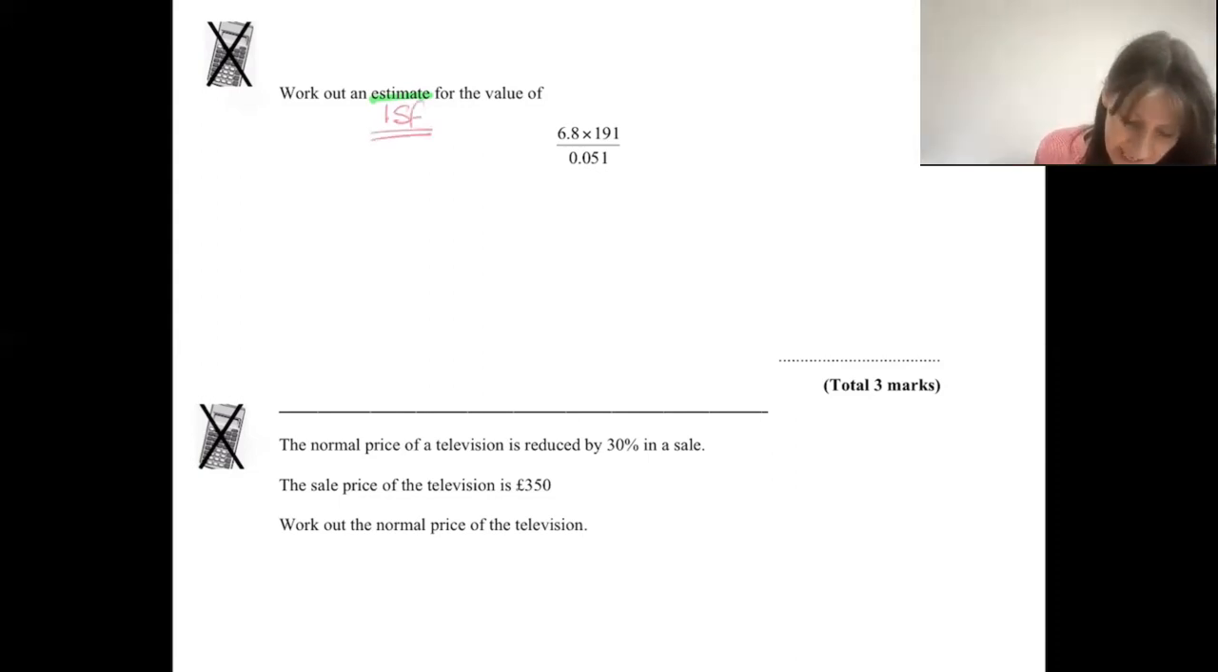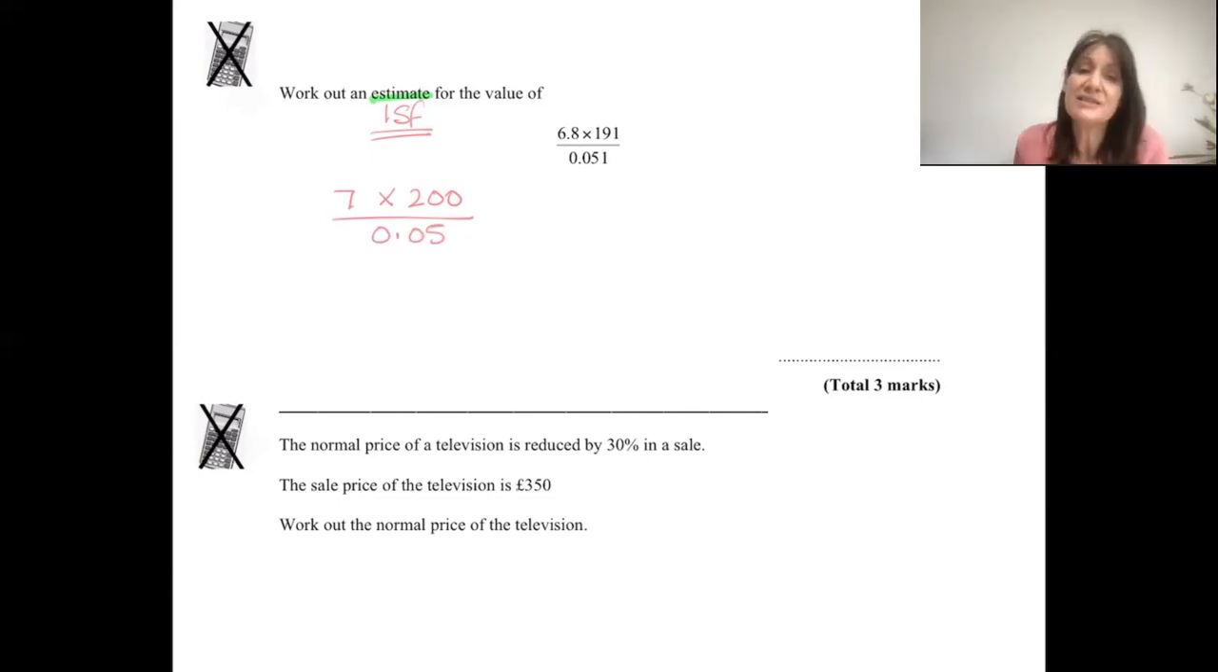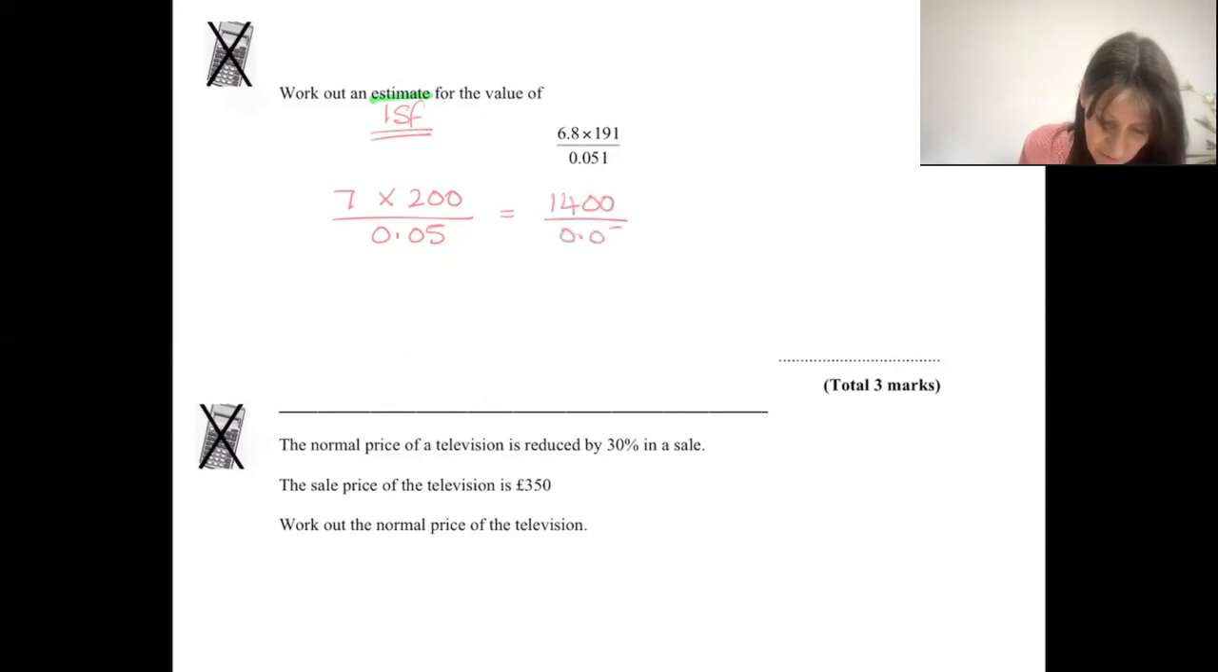So 6.8 is going to round to 7. 191 would round to 200. And then 0.051 is going to round to 0.05. That's the first digit with value. So the first one significant figure means that. Now I'm going to multiply along the top. 7 times 2 is 14, and I've got those 2 zeros, and there's nothing to do on the bottom. So I'm making a start now.